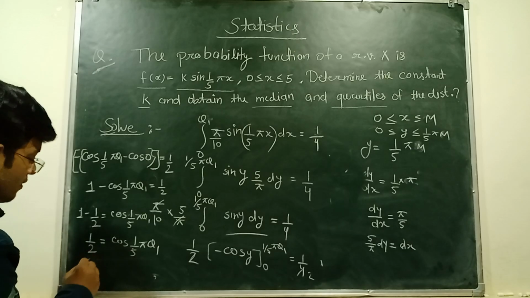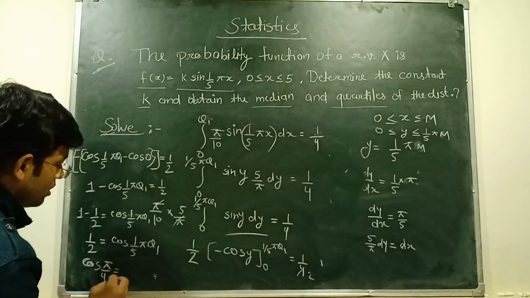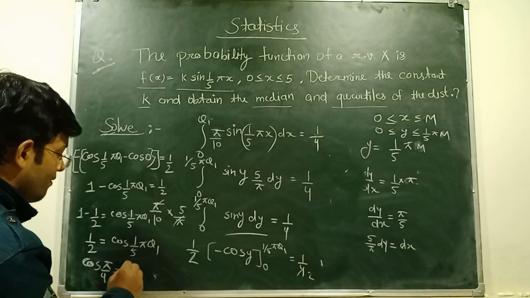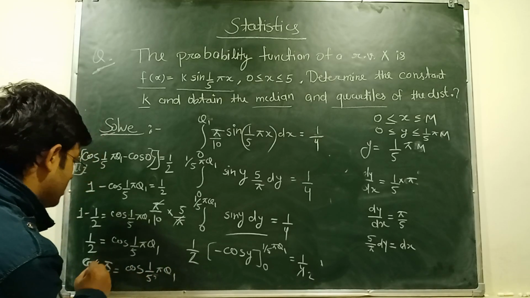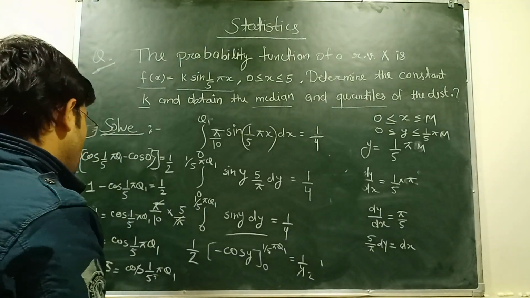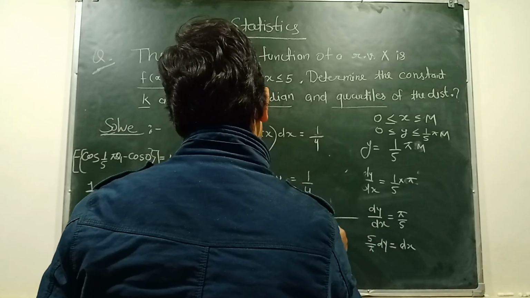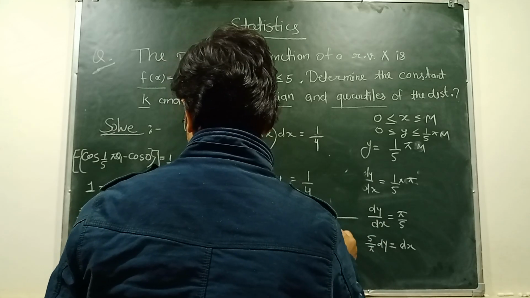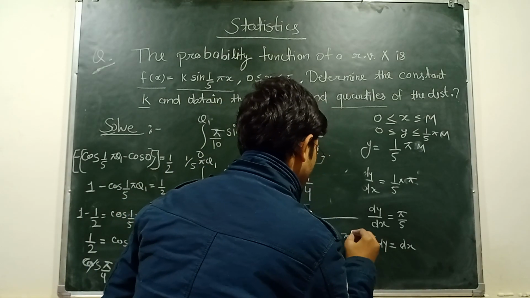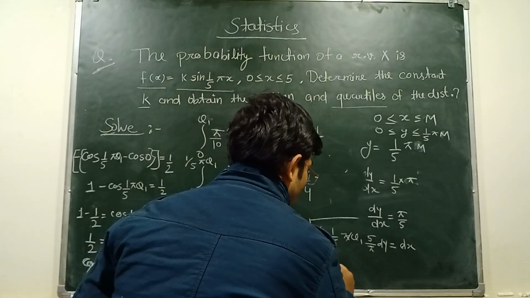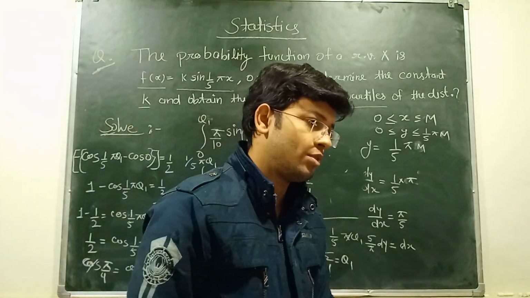And 1 upon 2 is, in the case of cos, cos pi upon 4 is equal to 1 by 2. So we can write cos pi 4, cos 1 upon 5 pi q1 cancel out, and pi upon 4 is equal to 1 upon 5 pi q1. So pi cancels pi, and 5 upon 4 is equal to q1. So the value of q1 is equal to 5 upon 4.